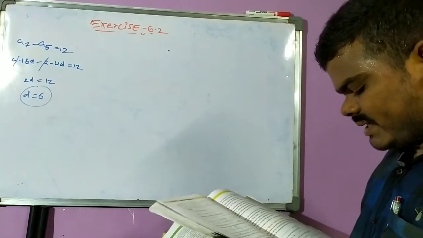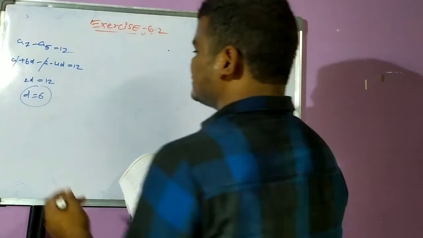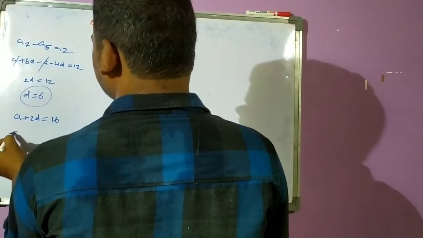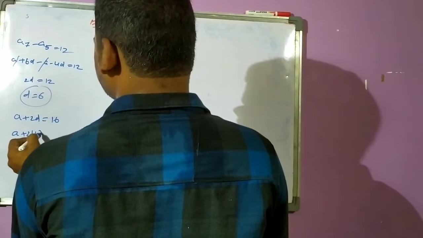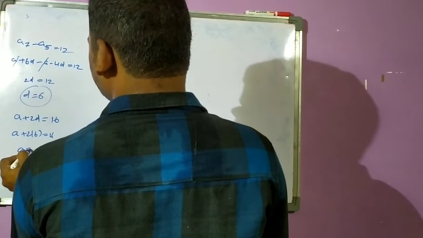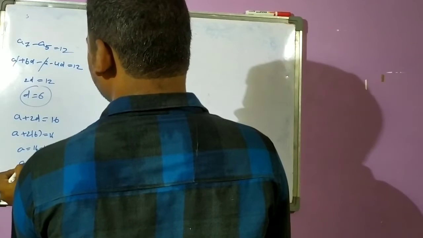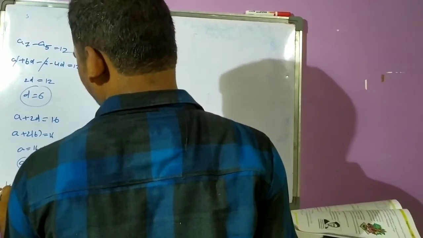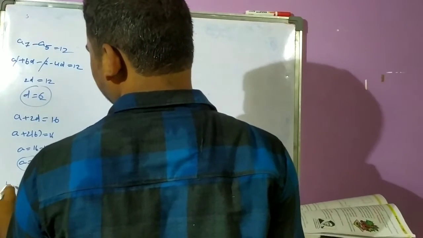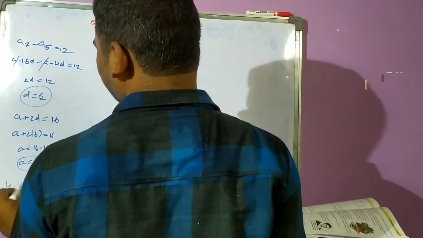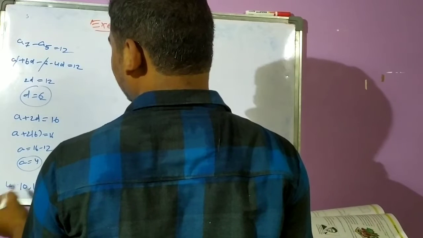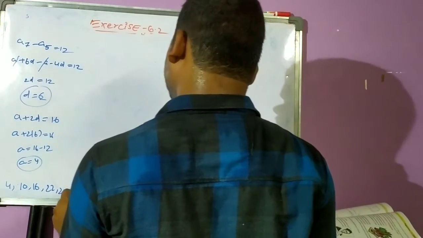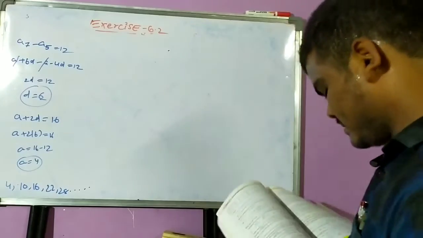What is given? The AP whose third term is 16. That means a plus 2d is 16. a plus 2 into 6 is equal to 16, so a is equal to 16 minus 12, a is equal to 4. Now the series is 4, and d is 6. 4 plus 6 is 10, 10 plus 6 is 16, 16 plus 6 is 22, 22 plus 6 is 28. This is the sequence.